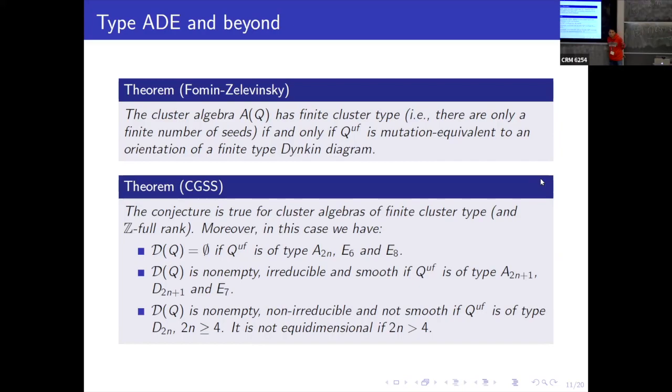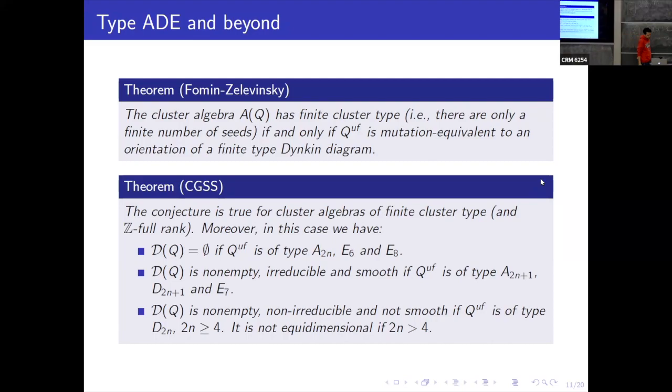The D-locus is empty when you are in type A even, E6 and E8. Else it is non-empty. It is non-empty, irreducible, and smooth if you're in type A odd, D odd, and E7. And in type D even, it is non-empty, non-irreducible, and non-smooth. And if you are in type B, for n equal to 6 and beyond, then it is not even equidimensional. So in this case, you will have three components, two of them of the same dimension and one of them larger. I will show you how you get this.